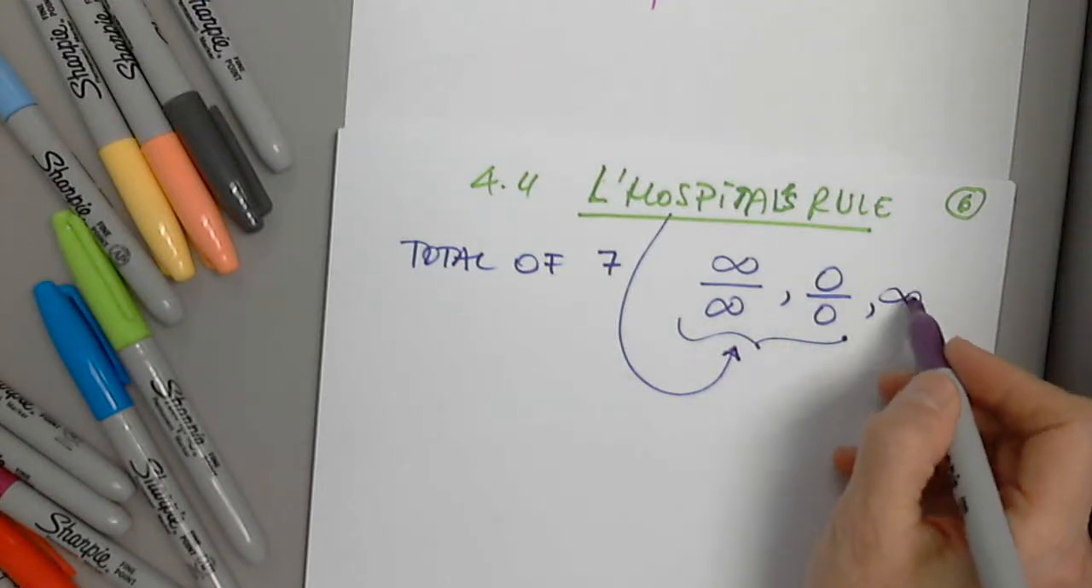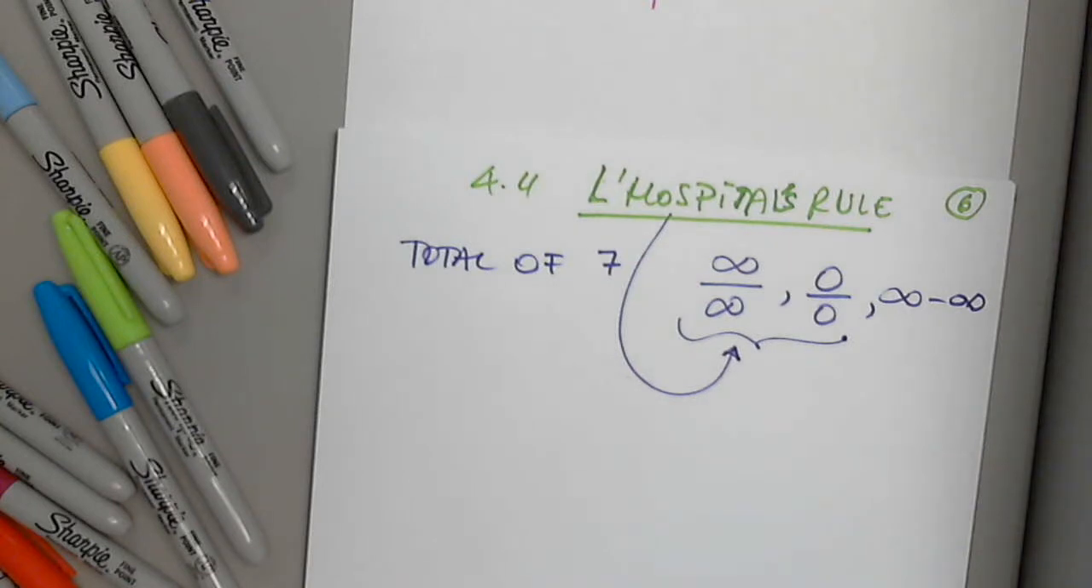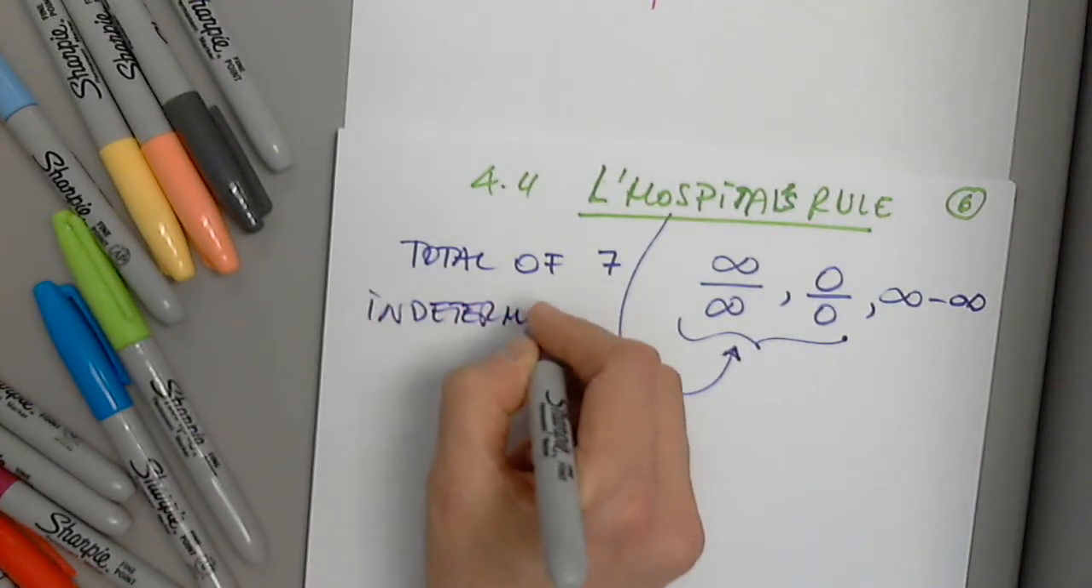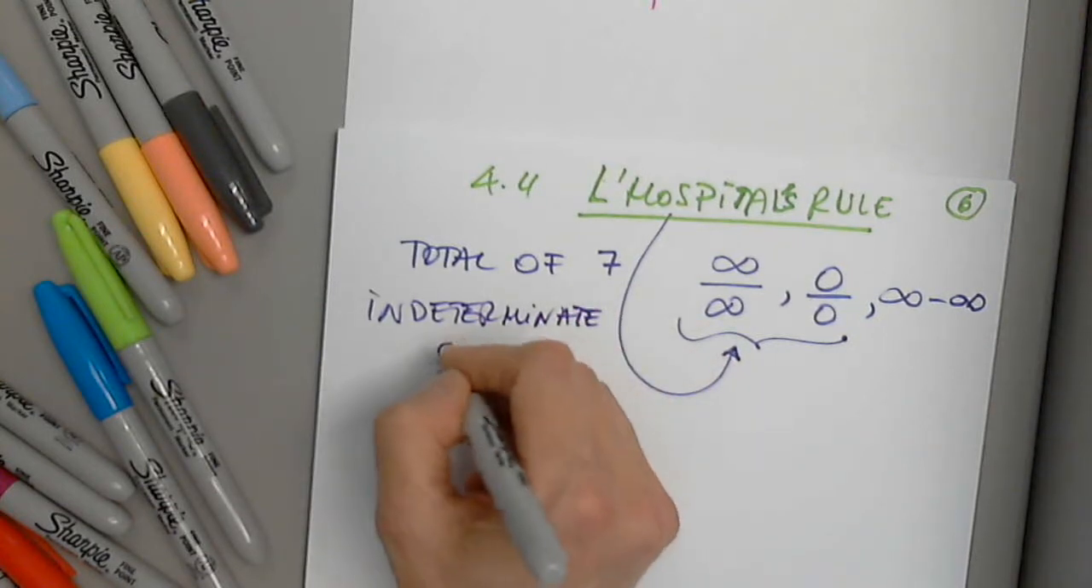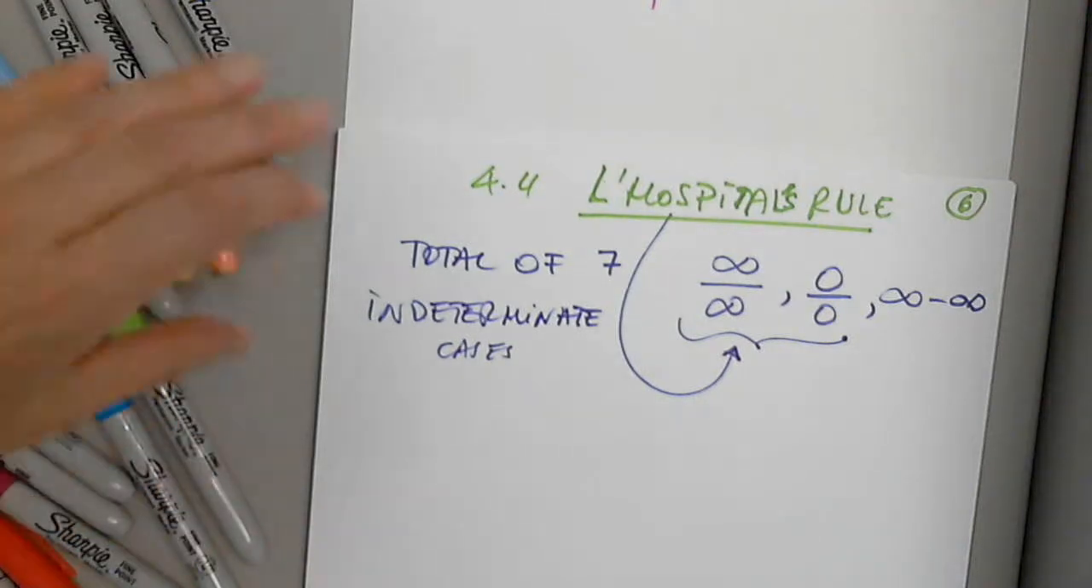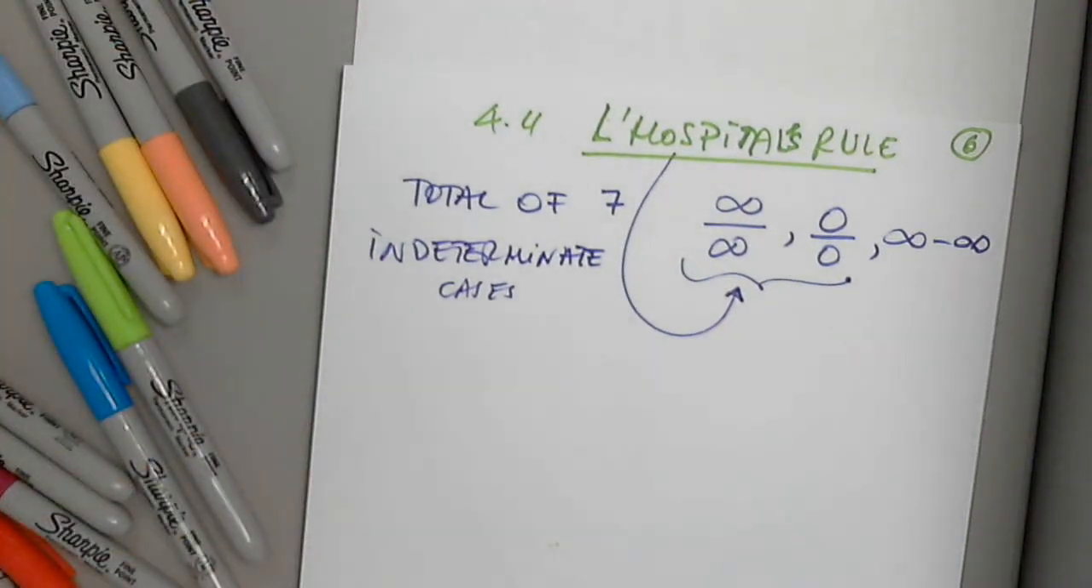And we looked at also infinity minus infinity. 7 indeterminate cases. Okay? They're not undefined cases, indeterminate. Indeterminate cases. Okay, so there are 4 more.